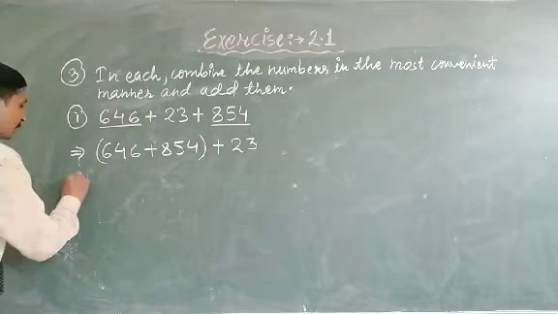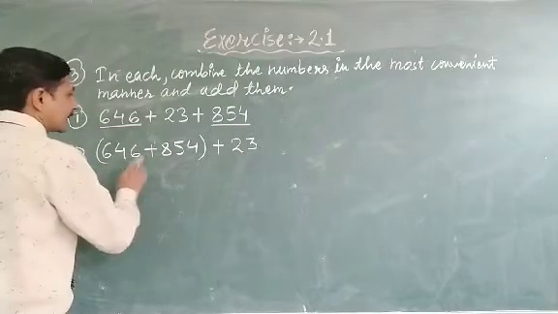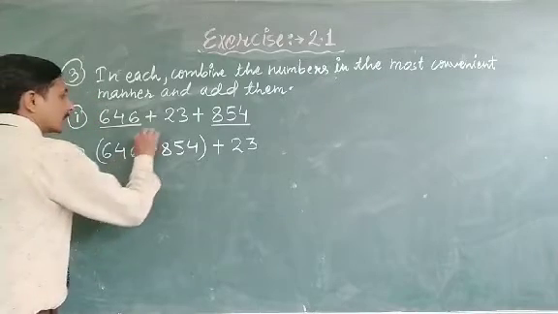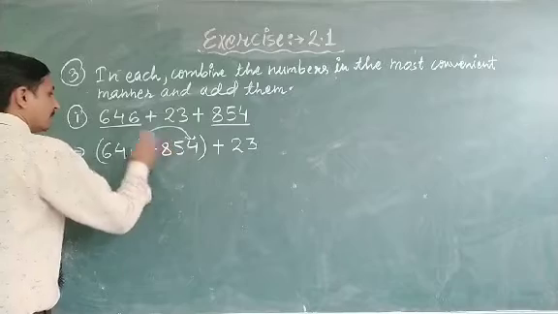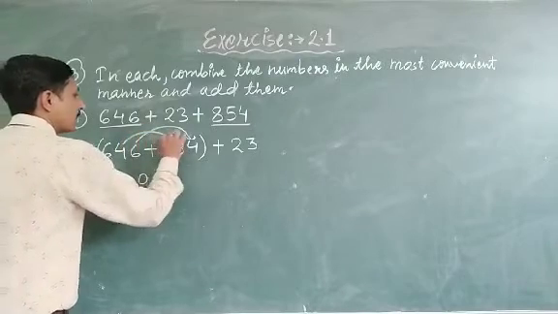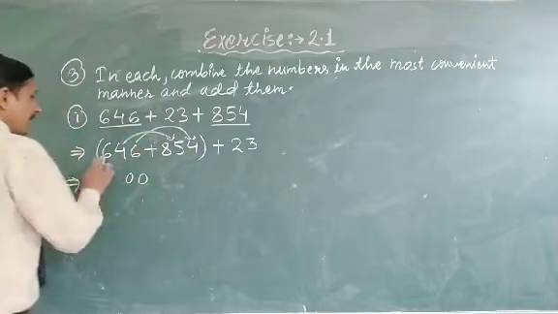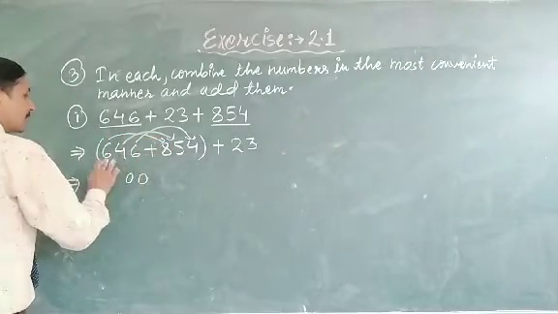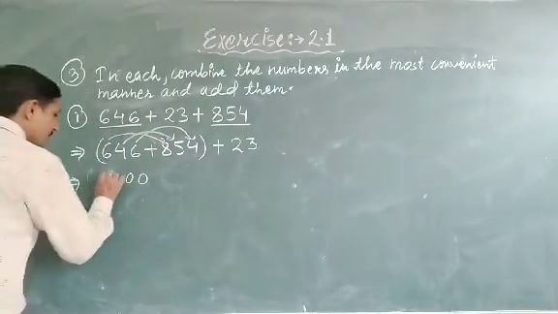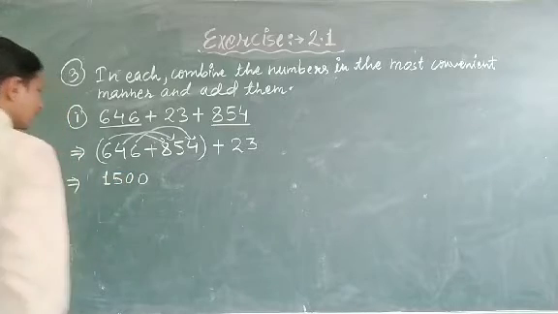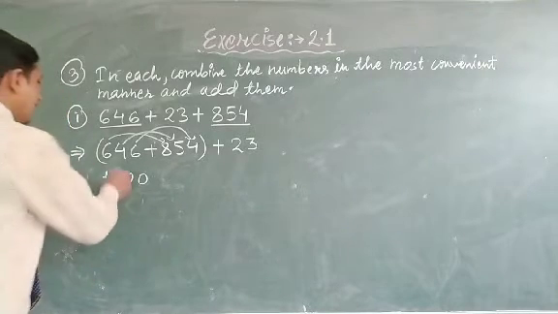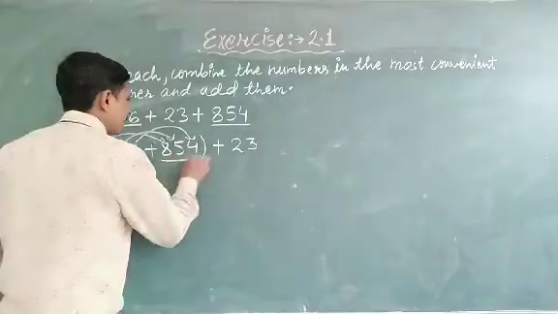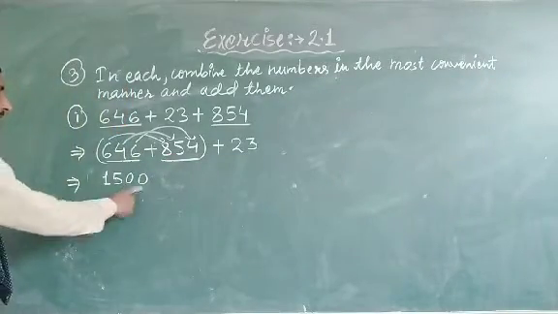Now what we have to do? We have to add, that is 6 plus 4, 10. Then 4 plus 5 equals 9 plus 1, 10. And 6 plus 8, 14 plus 1, 15. So we get 1500. When we added 646 plus 854, we got the answer 1500.